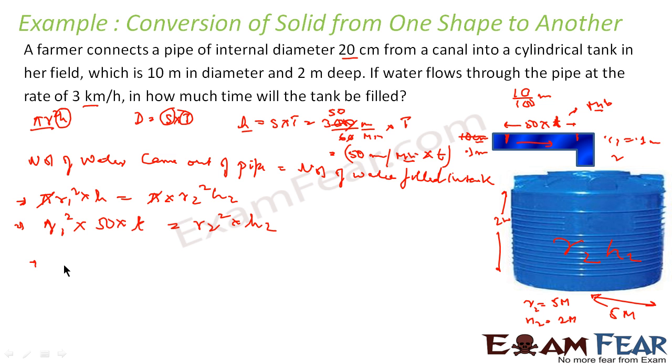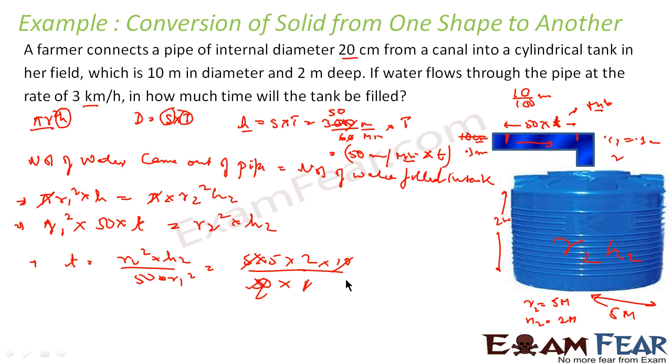So let's put the value. T is nothing but R2 square into H2 by 50 R1 square. R2 is 5, so 5 square into H2 is 2, by 50 into R1 square, where R1 is 0.1. Sorry, this is R1 square, so 0.1 into 0.1, that is 1 by 100. Cancelling, this comes out to be 100 minutes.